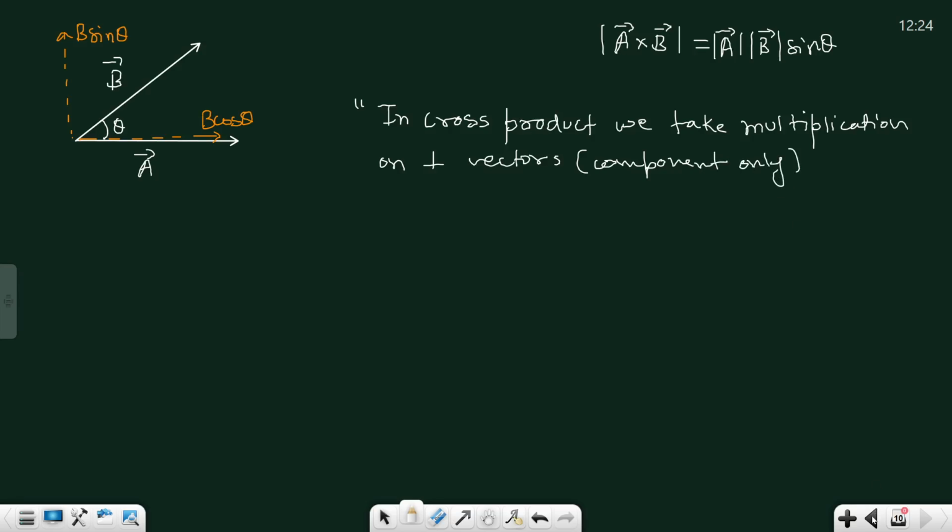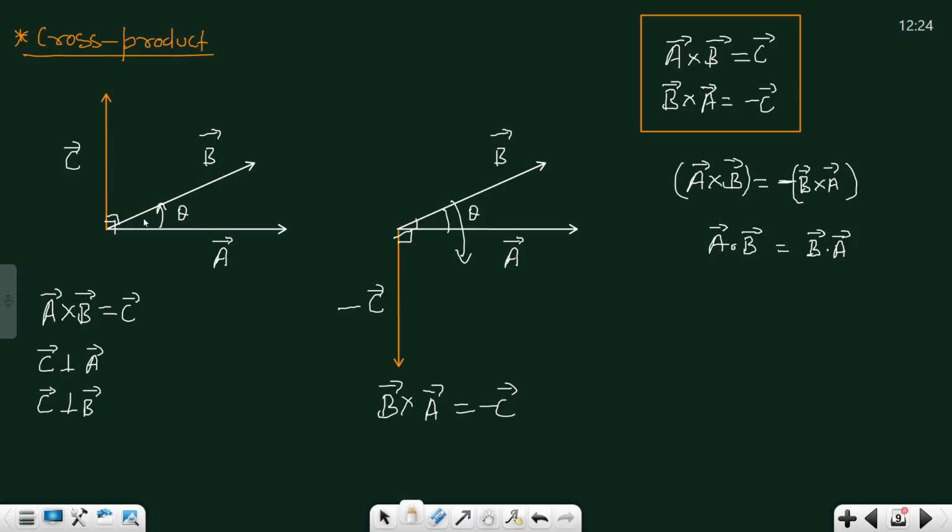Don't get confused with this one, A cross B. So we will take only the perpendicular portion of this B. Yes, we will take it, but the process will be the same. A cross B will give C, and B cross A will give minus C.